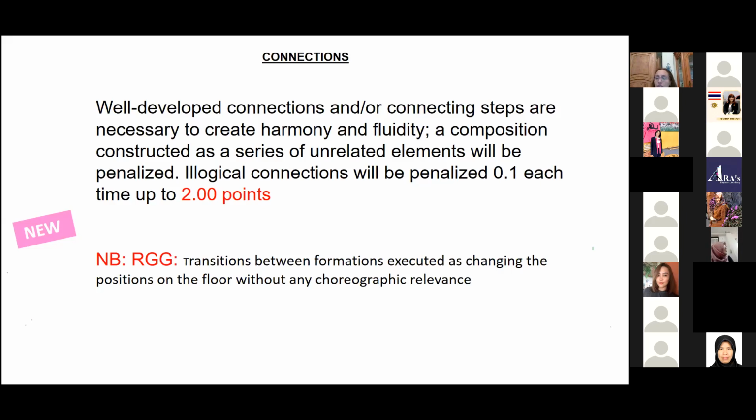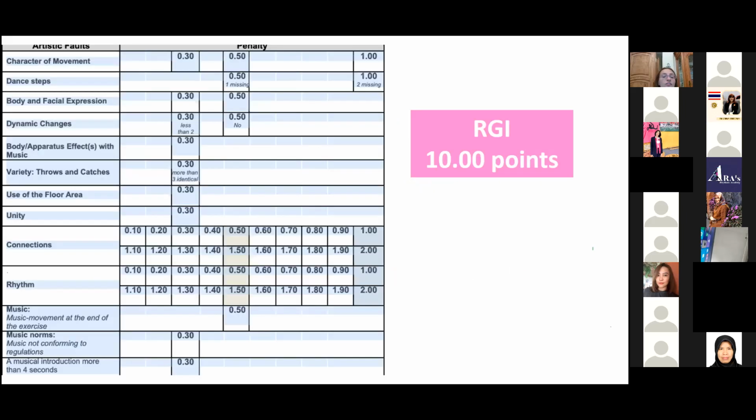For the group exercise, it's the transition between the formations, for changing positions on the floor without any choreography. How are they changing themselves? How are they going from one formation to the other formation? So this is new to you.